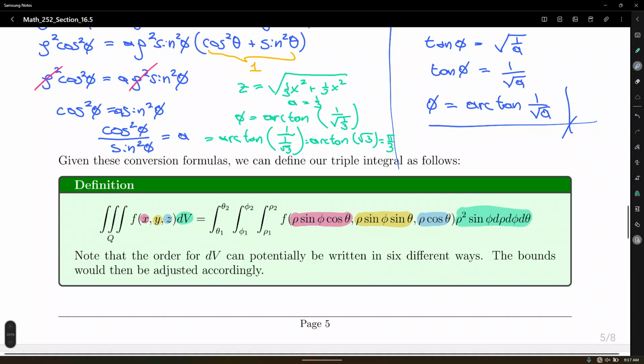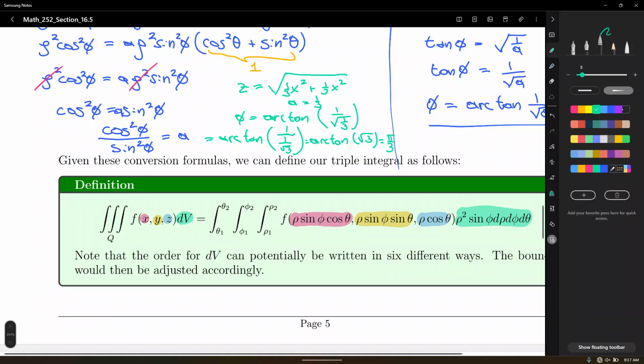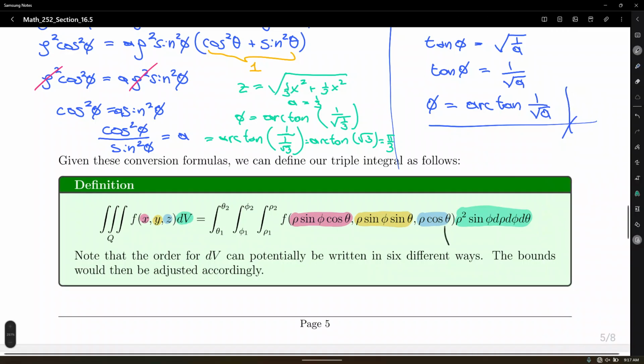Isn't the cosine of phi, not theta? Oh yes, you're right. This is supposed to be phi right here. So a little typo I need to change. This one right here, right?